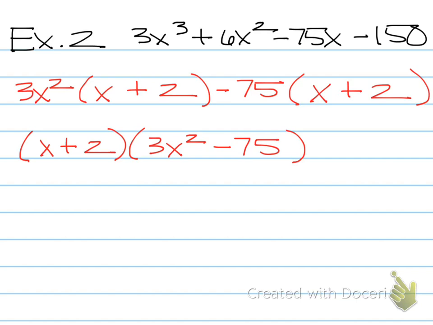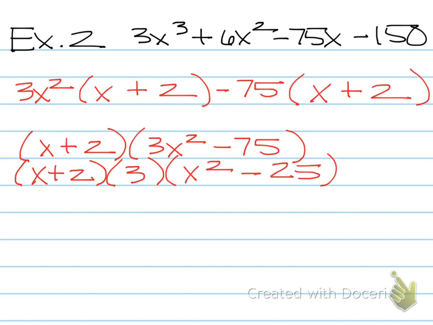Now, you should be able to see that we can actually factor out a 3. We probably should have followed the rules and factored out the 3 from the very beginning. That should have been the first thing that we did, but as long as you catch it before you're done, factor out the 3, and we've got x squared minus 25. X squared minus 25 is a difference of 2 squares.